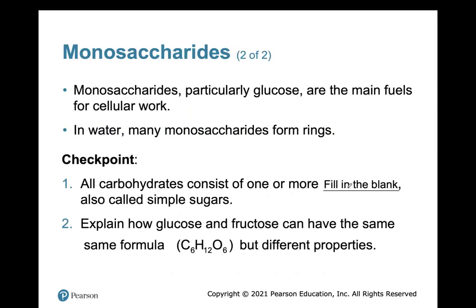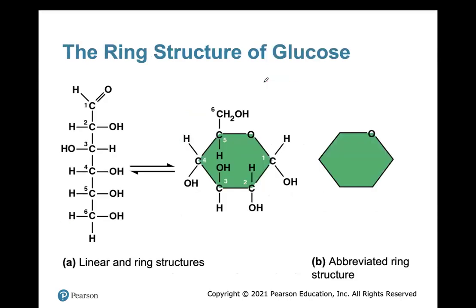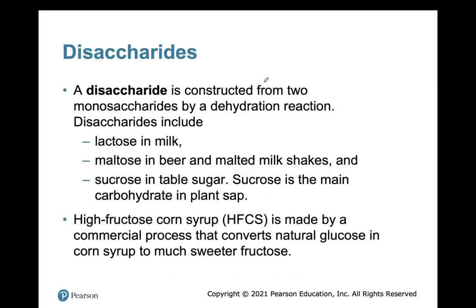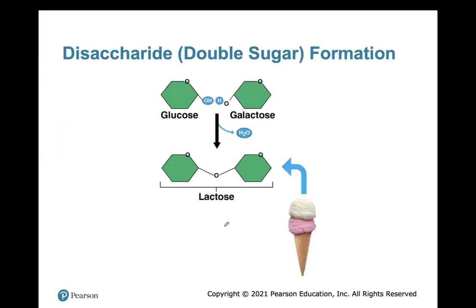Monosaccharides, particularly glucose, are the main fuels in cellular work, and in water, many of these monosaccharides form rings. A disaccharide is constructed from two monosaccharides. We have examples like lactose, maltose, and sucrose. High fructose corn syrup is made by a commercial process that converts natural glucose in corn syrup to much sweeter fructose.